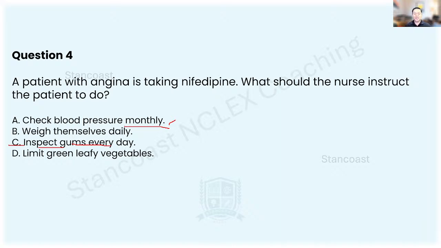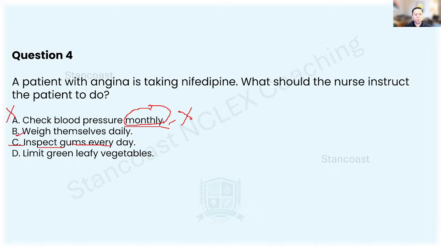This is my technique. If I don't know the material and I just didn't read that information before, oh boy, this is going to be rough. So what I'll do, I will start by eliminating the options. Letter A, check blood pressure monthly. Do you think that this is going to help the patient if they're going to monitor their blood pressure monthly? This is not going to help them in tracking how their blood pressure is, or the heart rate, is the heart rate stable? No, it's not going to help. So we're going to eliminate that one. Not monthly. There should be daily checks of their blood pressure. So this is going to be wrong.